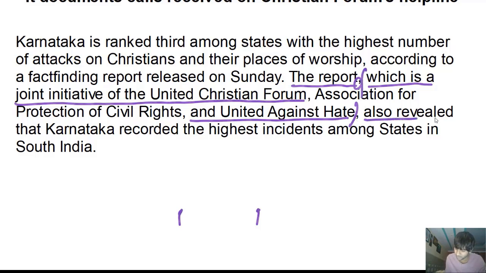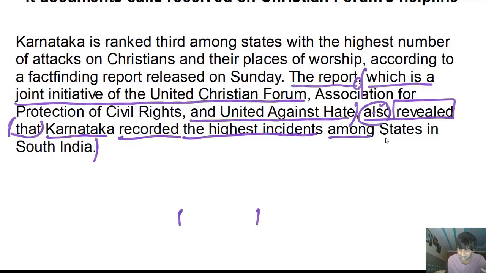All right, the report also revealed, also adverb, this is the verb, main verb, also revealed, also revealed what? You can reveal something, you can reveal a secret, you can reveal some information to somebody. All right, so the report also revealed what? This entire thing, starting from that, ending at India. So the report revealed that, conjunction, Karnataka recorded what? The highest incidence among states in South India. This is what the report also revealed. And this is a dependent clause, right? That is the conjunction of the clause, right? Karnataka is the subject, recorded is the verb, recorded what? This entire thing.